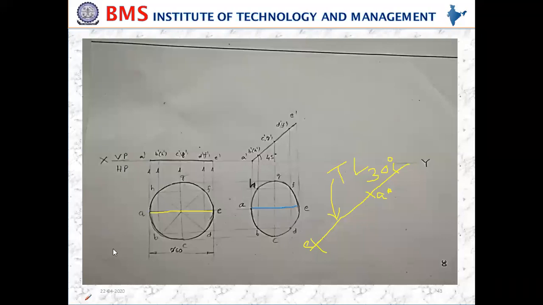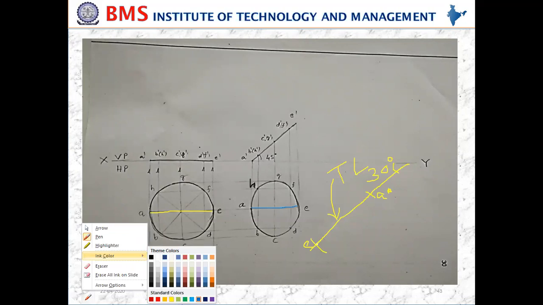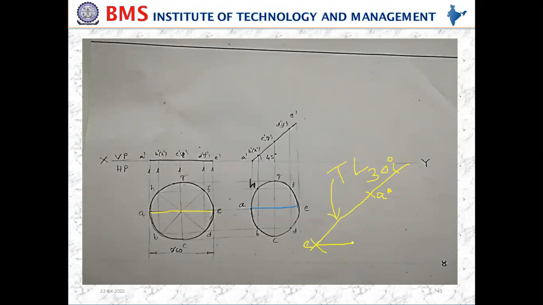So the locus is drawn through E. I have drawn the locus. Now what I have to do with AE to be taken? The AE length is taken. So with A as the center and AE as the radius, draw an arc. Then join to this.